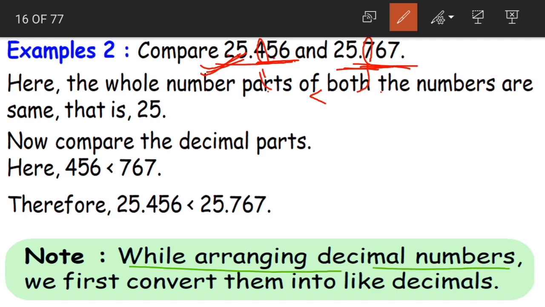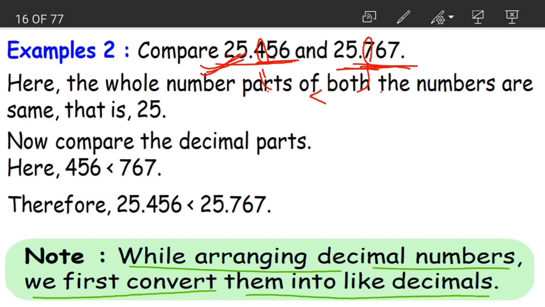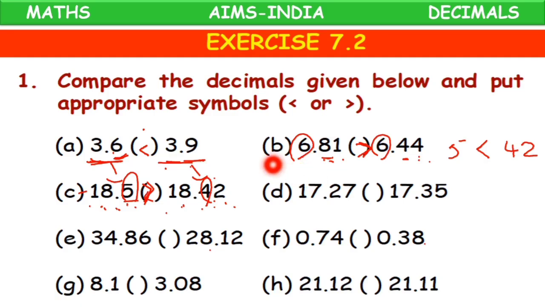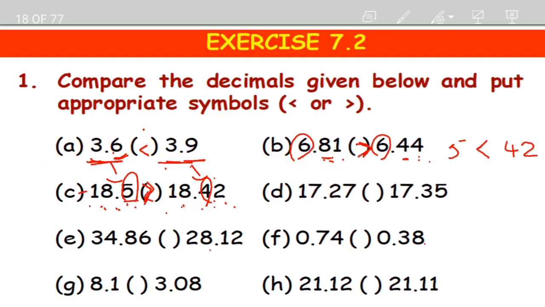Again, if you remember the note, what was written here? While arranging and also while comparing, we first convert them into like decimals. Like decimals means what? Let me write here. Like decimals are those decimal numbers which have the same number of decimal places. Here the number of decimal places is 1 and here we have 2. So now we have to add one more decimal place here. How can we do that? We can simply add a 0 to the right side of it.